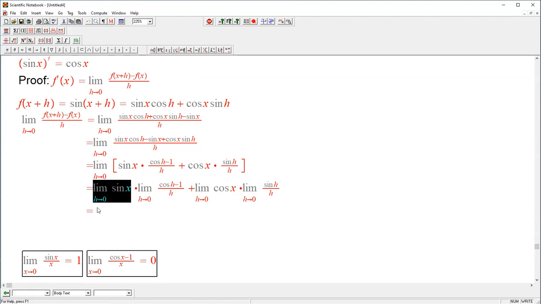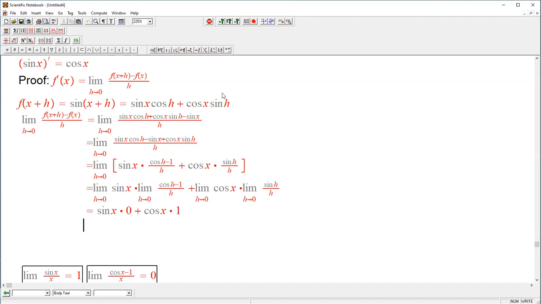And then this piece equals sine of x, and that piece is 0. So multiply by 0, anything times 0 stays 0, right? And the limit of cosine x has nothing to do with h. This is cosine x. And the limit of sine of h over h as h approaches 0 is 1. In the end, we got that limit equals cosine x. That's how the derivative of sine is cosine is being proved.